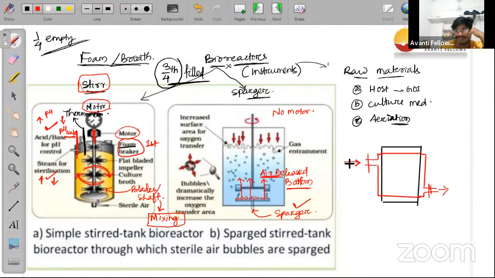Now what happens? If the temperature is low, at that situation, steam or hot water will be provided through this jacket. Hot water will get into this jacket and accumulate all around, and this will help increase the temperature inside the container or bioreactor. After the temperature increases, this water will get out from here. This is how the steam sterilizer works.